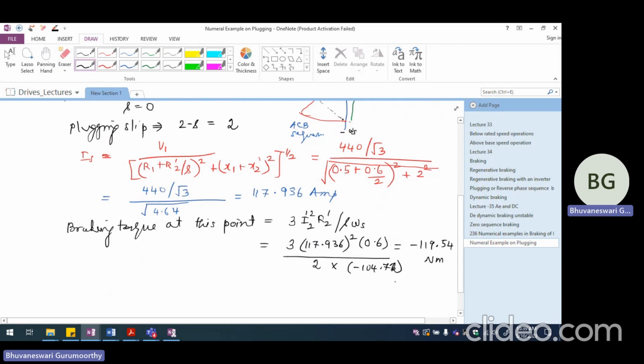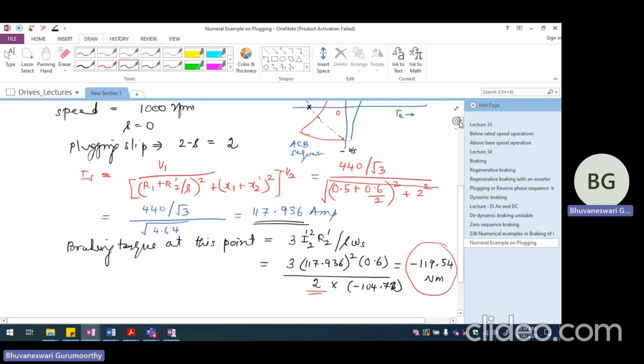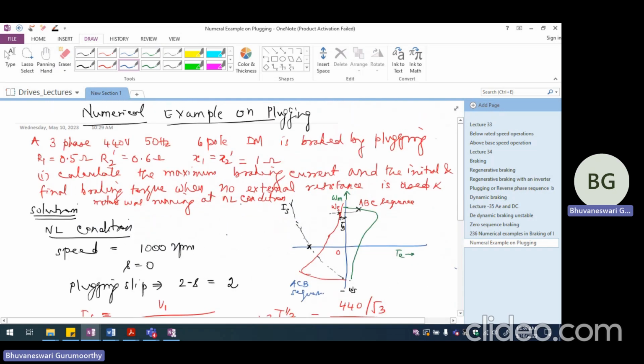load condition. Please note that the current is very, very high, but the torque is not so high because the slip is 2. So that is taking a toll on the torque that can be developed. Now, when the plugging operation slowly goes from this point, it is moving this way and it is reaching zero speed condition.